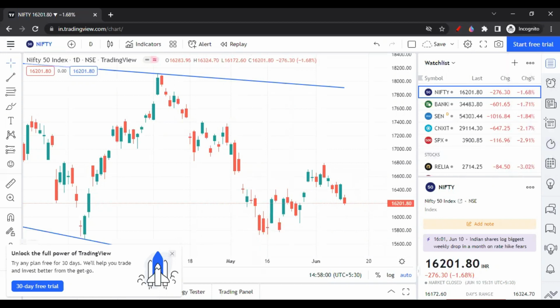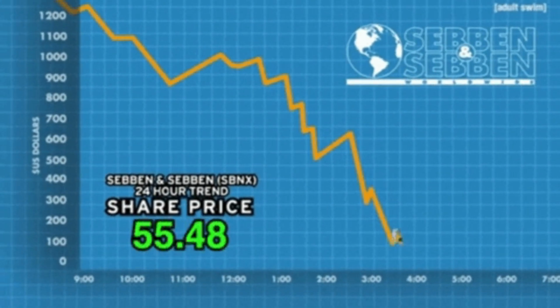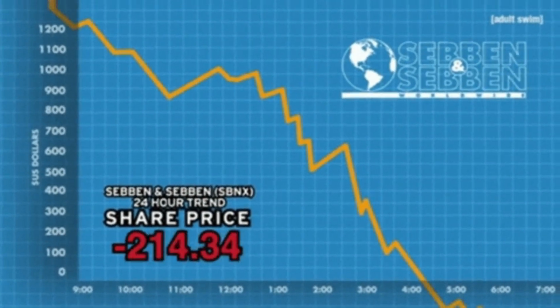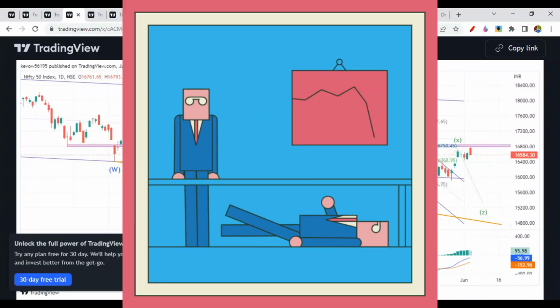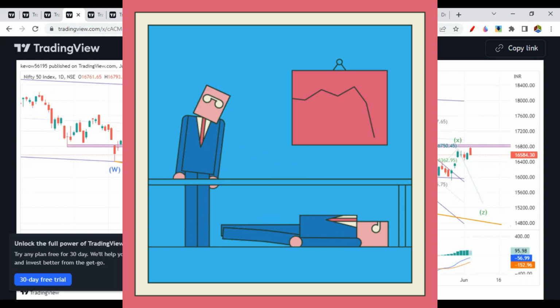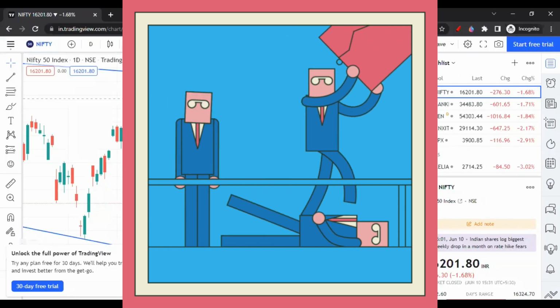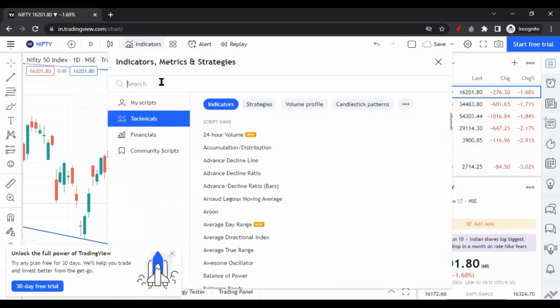The only view that we have for the next week is a bearish view. We do not have any other view, neither consolidation nor a bullish view, but only a bearish view for the next week. So let's check what the MACD indicator shows.